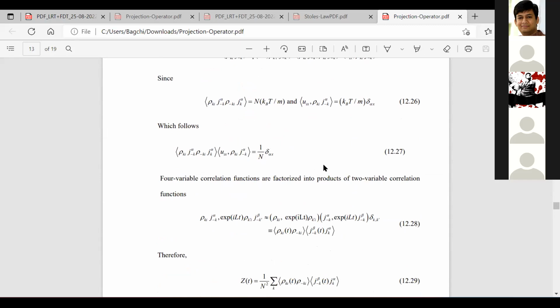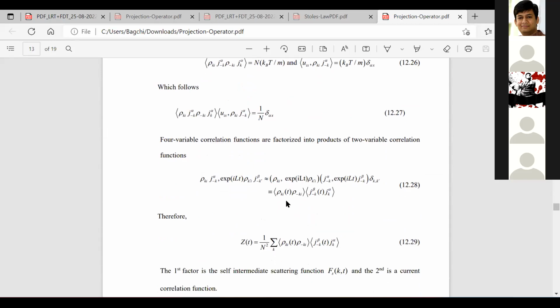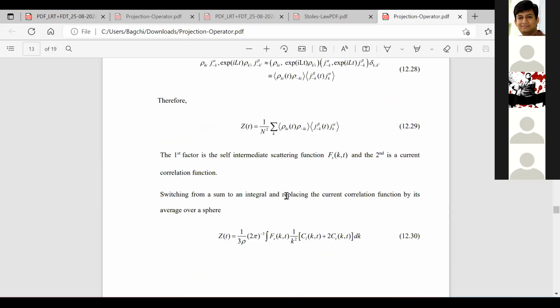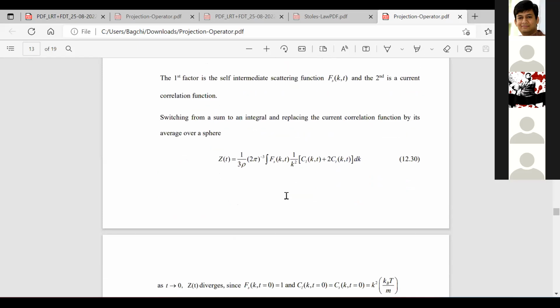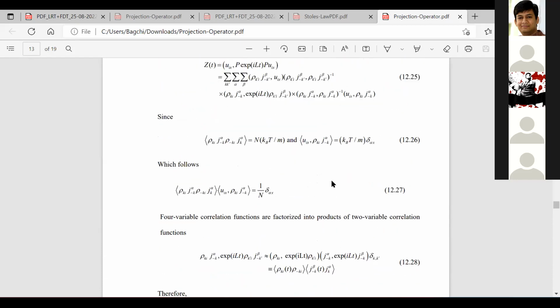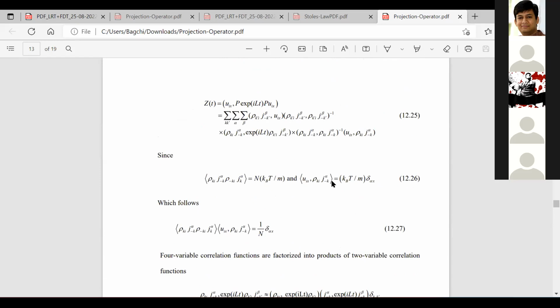there are 4 dynamical variables. You separate 2 and 2. When you do that, you get 2 time correlation functions: one is density, and the other is current. And then the final expression is very simple. So you get an expression for the velocity time correlation function in terms of the self-dynamic structure factor and the longitudinal current and the transverse current. These are not really very difficult. If you work out step by step, everything works out beautifully.